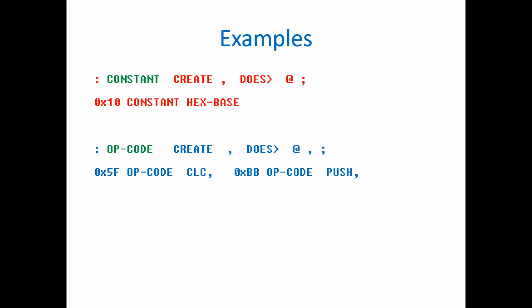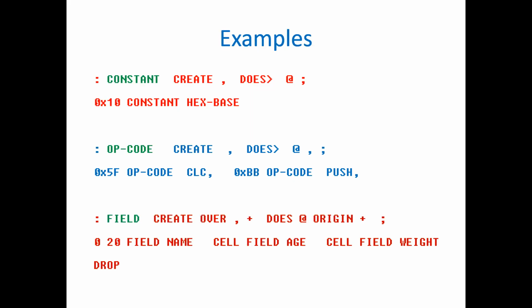Hex 5F, X5F, is the equivalent of a clear carry. Hex BB is the opcode for push. So executing push will place BB in memory.